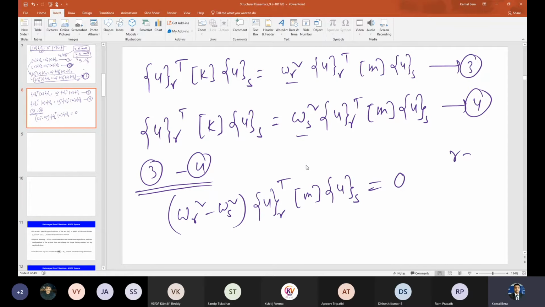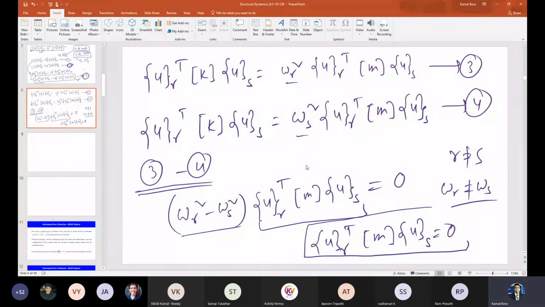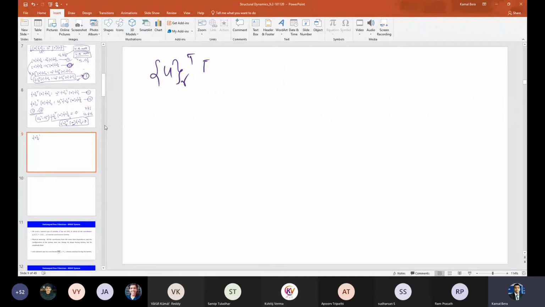Now, since R is not equal to S, therefore omega R is not equal to omega S. We get distinct frequencies because those are different modes. So if this is not equal to 0, then this has to be 0: UR transpose M US equals 0. So this is the orthogonality of the mode shapes with respect to the mass matrix. Proved for any distinct R and S. We proved it without that very bad algebraic calculation that you have done, and most of you may be facing difficulties in solving. So UR transpose M US equals 0. Let's say that is equation number 5.